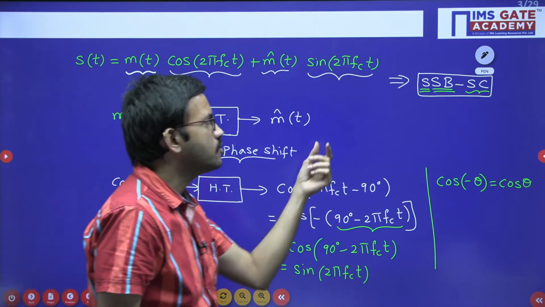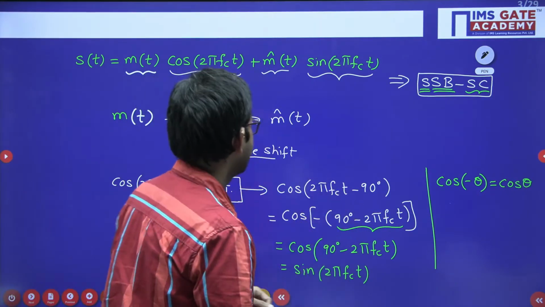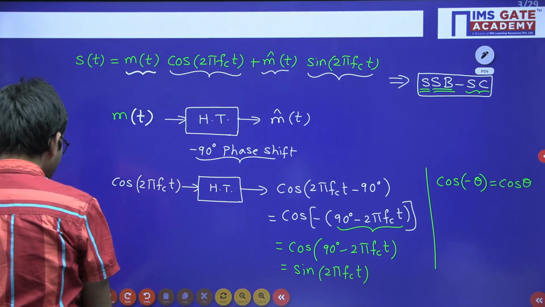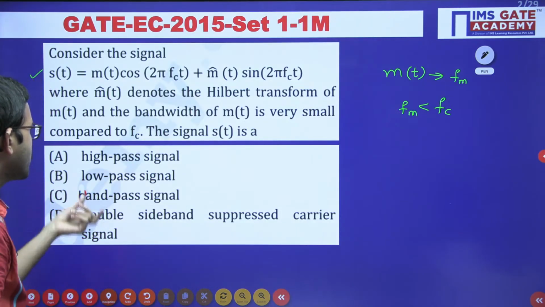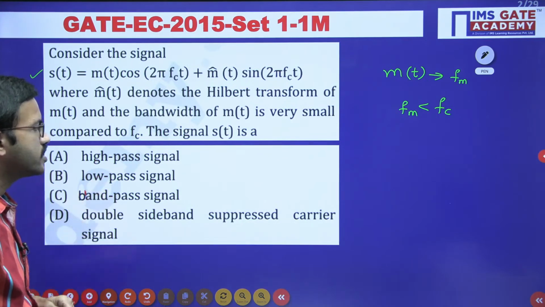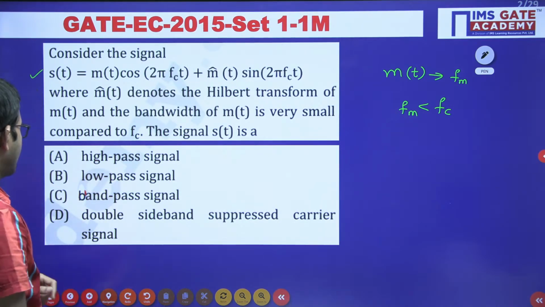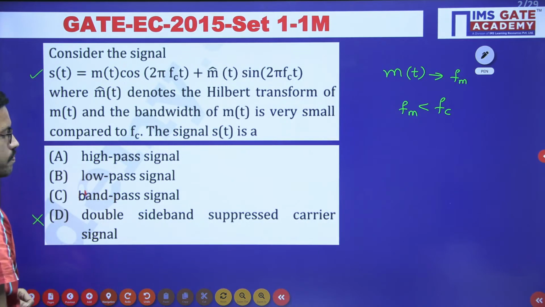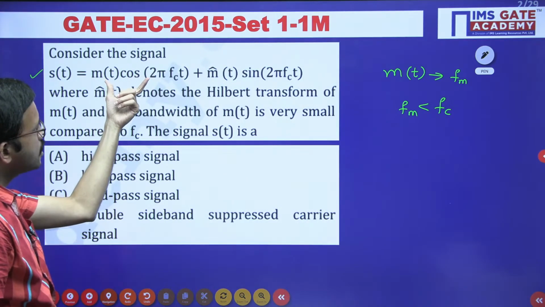You are having only one sideband. Right. Now with this understanding, can you guess among these four choices which one is correct? We already eliminated option D, because if you are having only this term, then you can say it is the DSBSC.